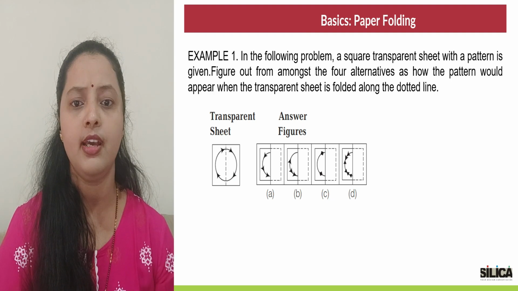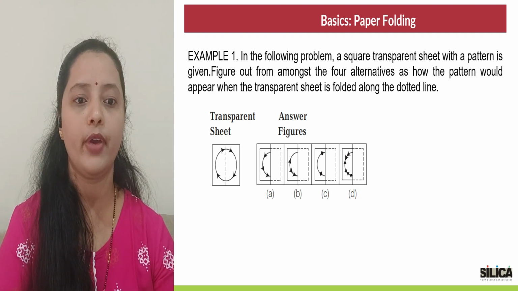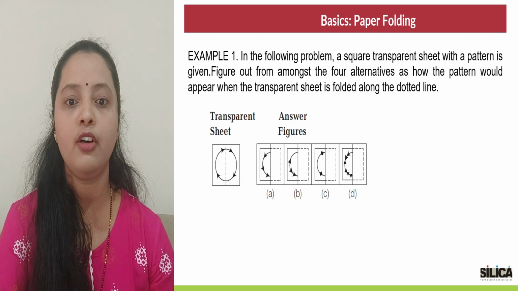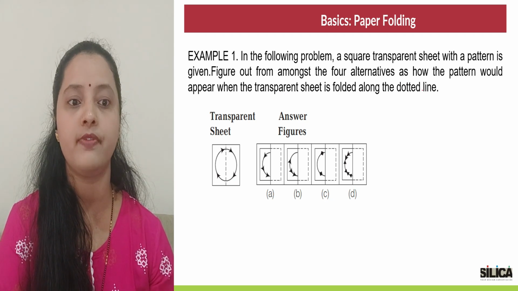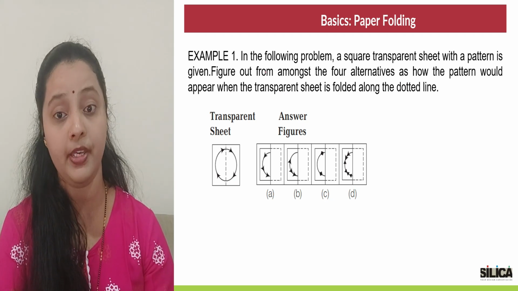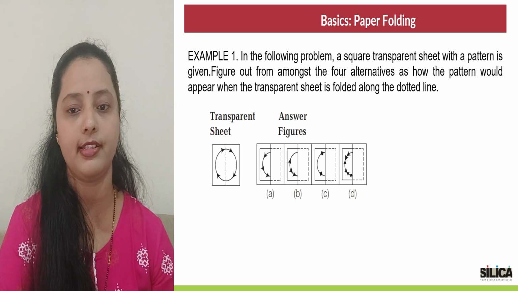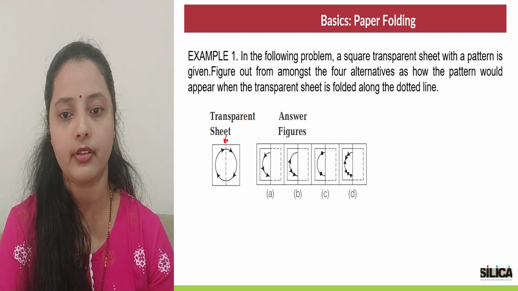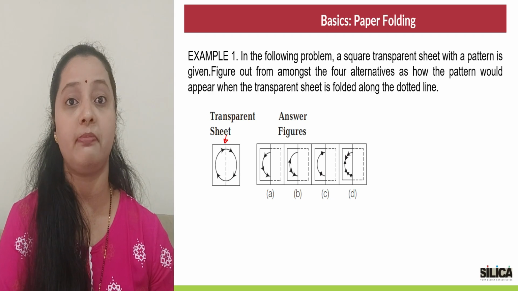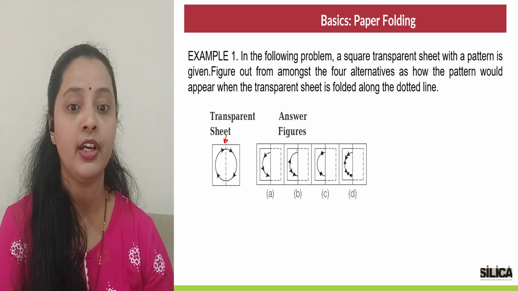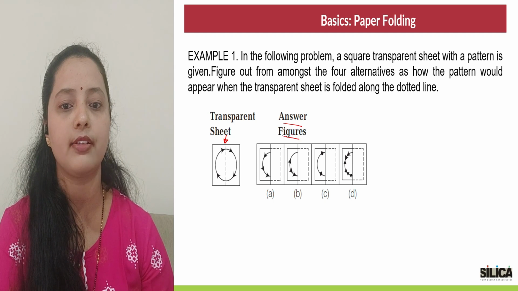So what does it say? In the following problem, a square transparent sheet with a pattern is given. Figure out from among the four alternatives how the pattern would appear when the transparent sheet is folded along the dotted lines. So we see this dotted line here, right? So we have to fold the paper. Now in which direction it has to be folded, left to right or right to left? It will depend upon how the answer figure is generated.